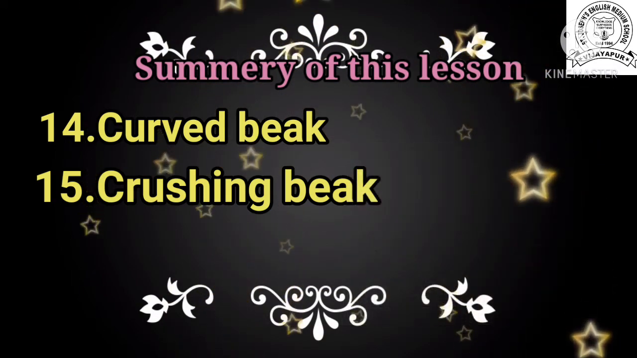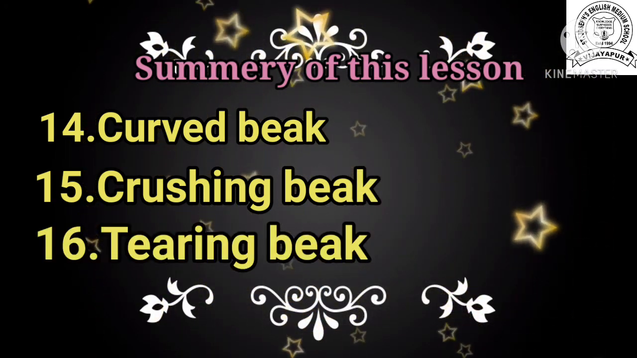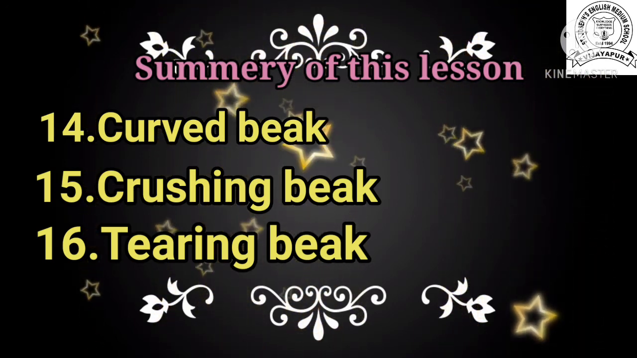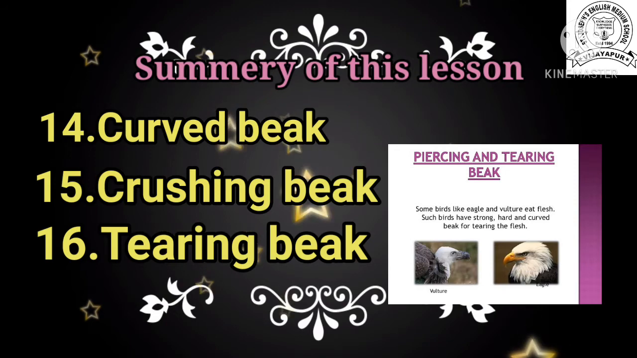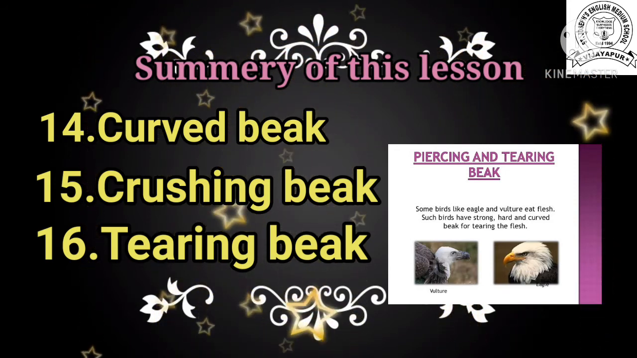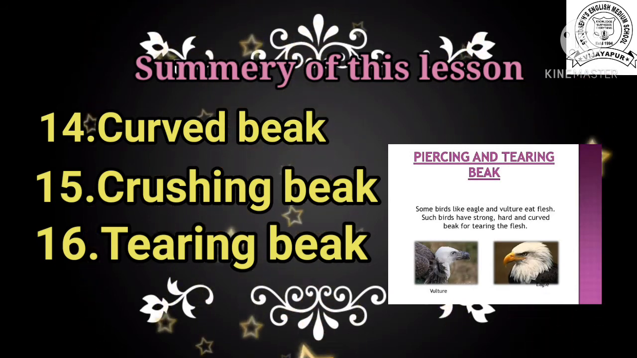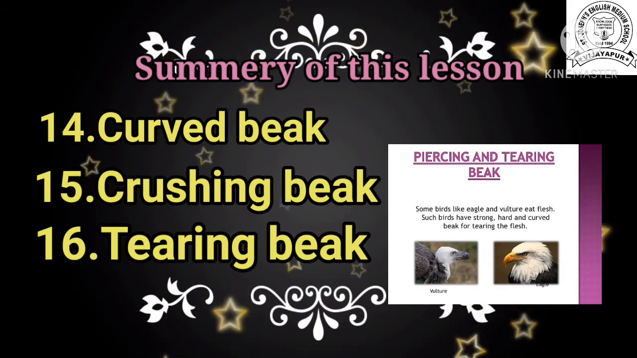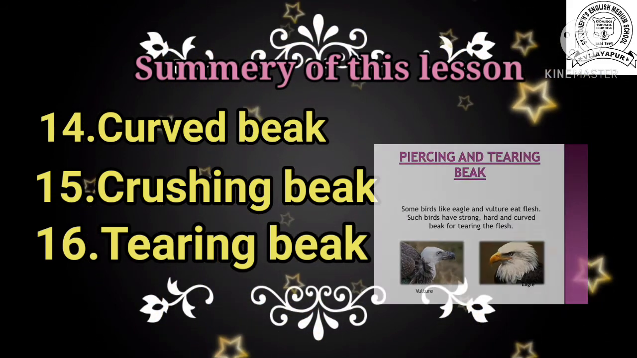And the next one is the piercing beak. Piercing beak is present especially in carnivorous birds or omnivorous birds. The piercing beak is a hook-shaped beak. By using that hook-shaped beak, they can tear the flesh. And this type of beak is present in eagle, vulture and owl.